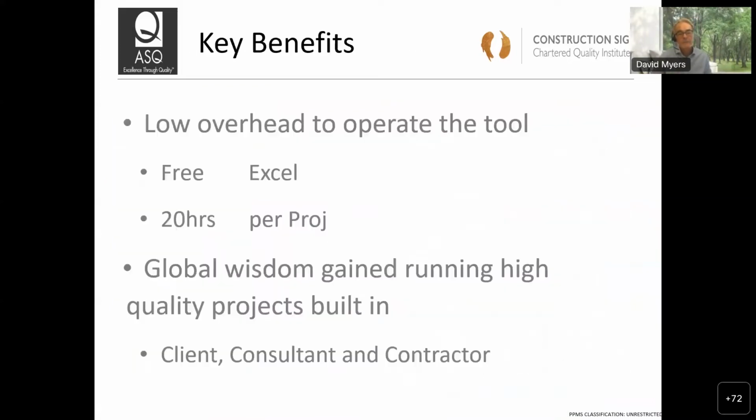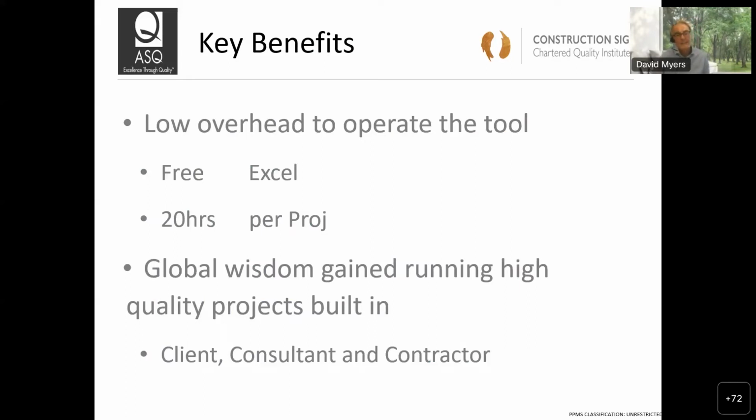So in conclusion, the tool is very low overhead. It's really easy to operate. It's a free piece of software. It's based on Excel. It takes about 20 hours to run per project, which is really not very long, even if you're paid an awful lot of money. And the savings are likely to be much greater than the cost.